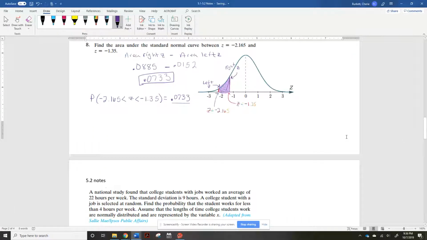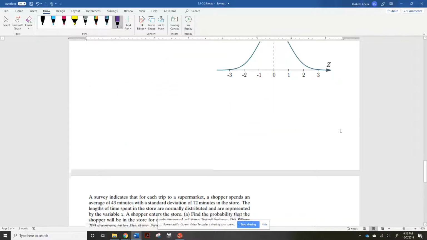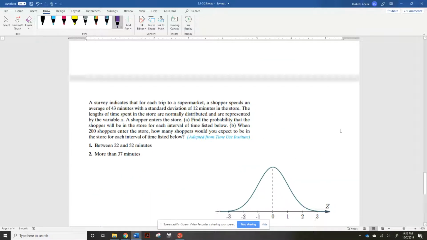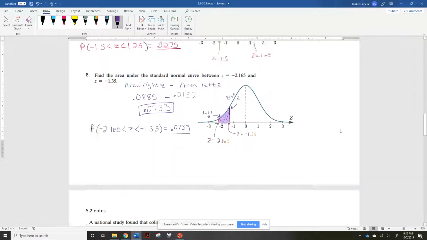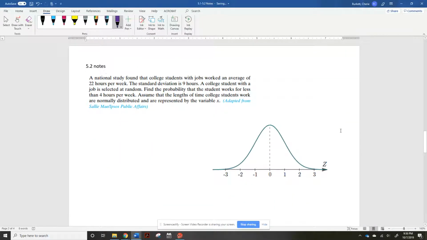All right, so last problems, there's several of them here. The only difference is that this time we are going to have not just a z value, but we're going to have an x value. So an average of 22. What do you think the word average stands for? Mean. So my mean's going to be 22. And my standard deviation is 9.